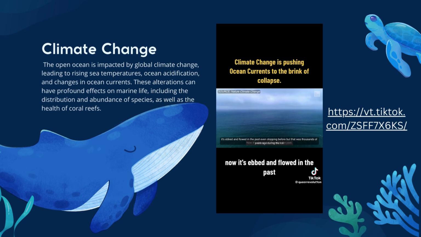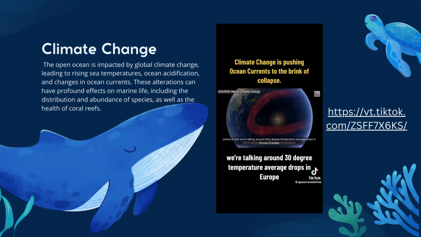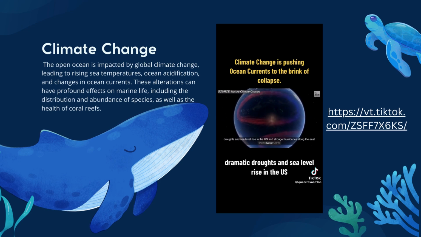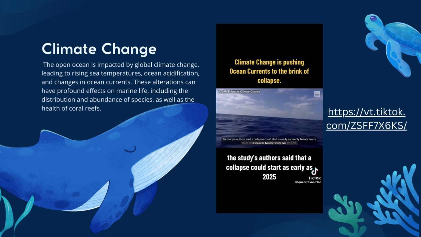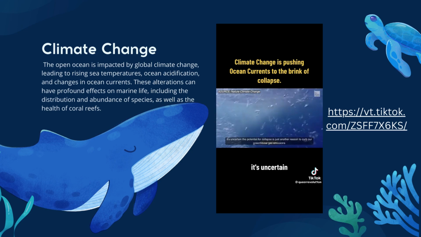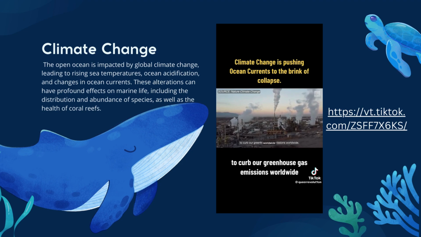Now, it's ebbed and flowed in the past, even stopping before, but that was thousands of years ago during the Ice Age. In today's world, a collapse would mean a huge shift in the climate over a relatively short period of time. We're talking around 30-degree temperature average drops in Europe, dramatic droughts and sea level rise in the US, and stronger hurricanes along the East Coast. The study's authors said that a collapse could start as early as 2025 or as late as 2095. It's uncertain. The potential for collapse is just another reason to curb our greenhouse gas emissions worldwide.